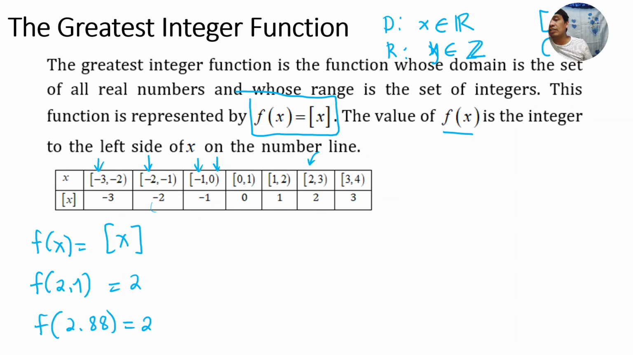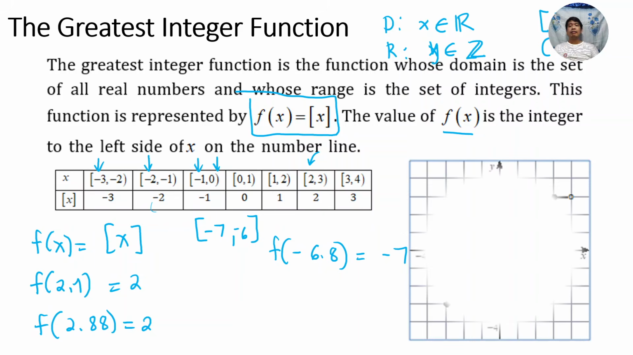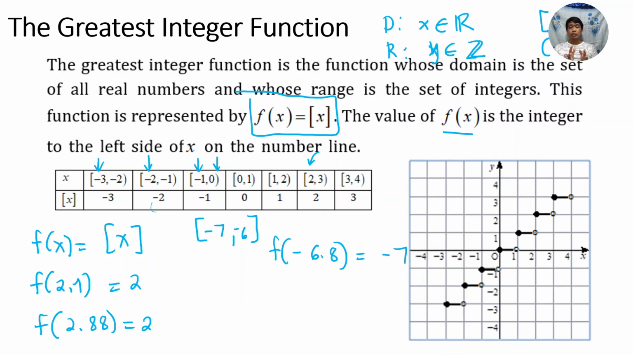What if f of negative 6.8? So, negative 6.8 ay nakabilang sa negative 7, negative 6. So, the value is therefore equal to negative 7. So, kung titingnan natin, titingnan lang natin lagi yung nasa left side ng ating interval notation. So, here's the graph of that greatest integer function.